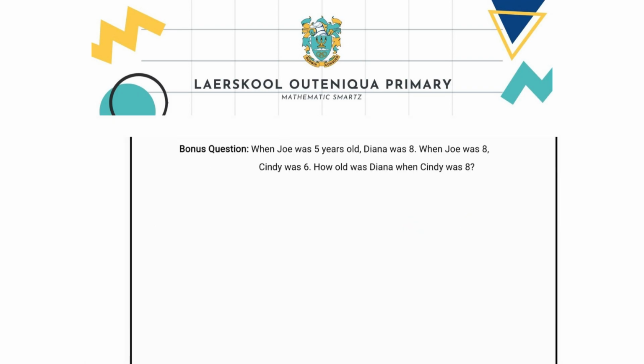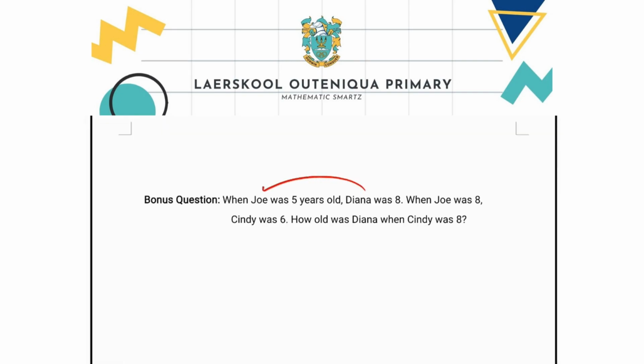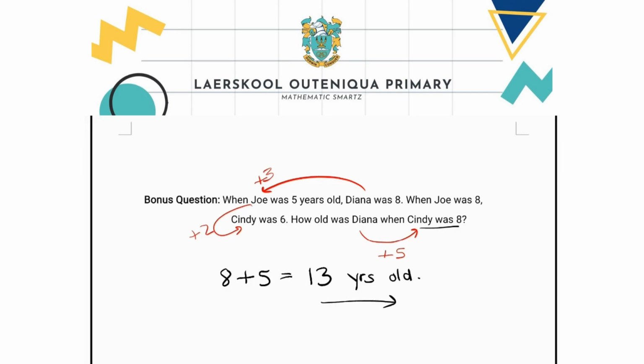This brings us to our bonus question. When Joe was 5 years old, Diana was 8. When Joe was 8, Cindy was 6. How old was Diana when Cindy was 8? Well, I know that Diana is 3 years older than Joe, and Joe is 2 years older than Cindy. Therefore, Diana is 5 years older than Cindy. So when Cindy was 8, Diana was 5 years older, which made her 13 years old. And this brings us to the end of Mathematics Smarts, Grade 6 for Term 2.